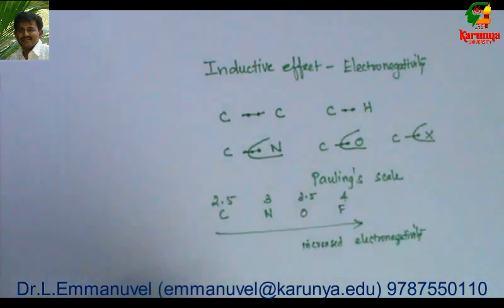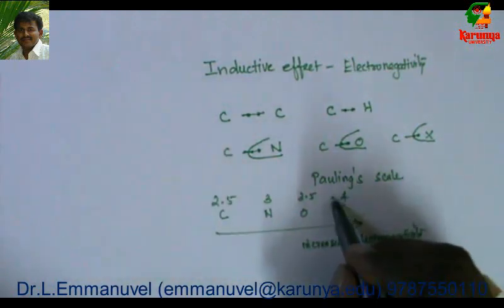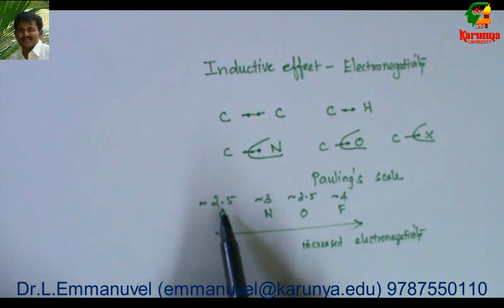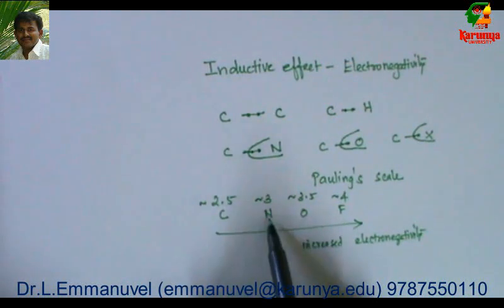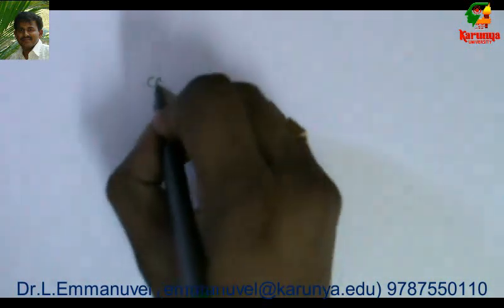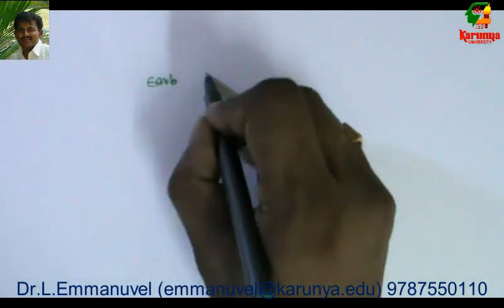You may know that the fluorine atom has the highest electronegativity. It is around 4. It is not exactly 4; approximately it is 4. It increases by 0.5 when you go from carbon to nitrogen, nitrogen to oxygen, oxygen to fluorine. Now, let us go to the nucleophile and check how the resonance and inductive effect affect the electron density on that. First, let us go to carbanion, the negatively charged species.